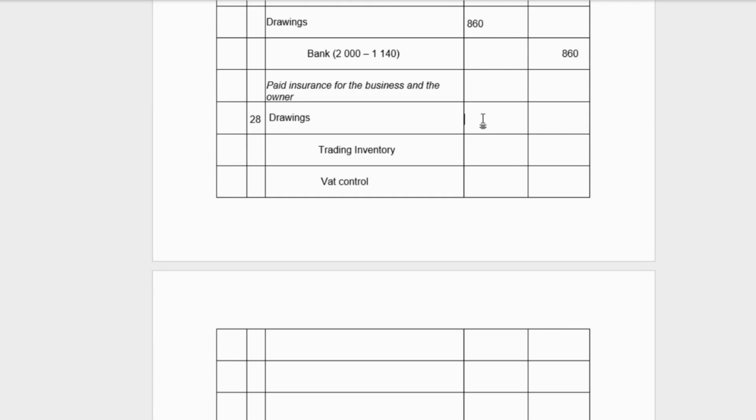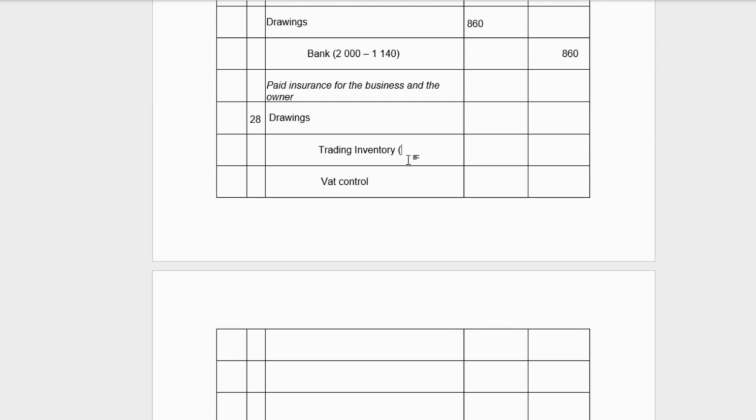But remember, we have to account for this transaction properly. Okay, remember the goods that were taken were on selling price, and they said it is VAT exclusive. So an amount that excludes VAT here is going to be this trading inventory, right? But how do we calculate this trading inventory?